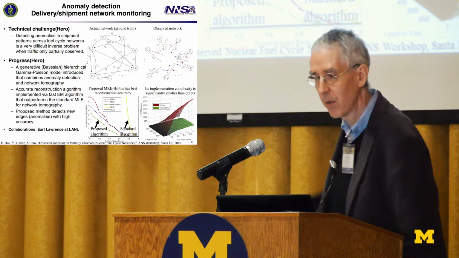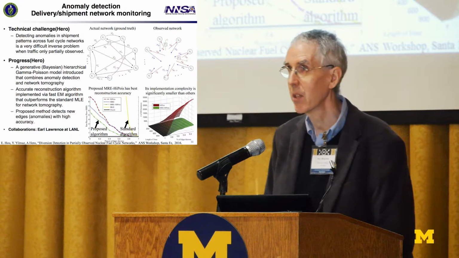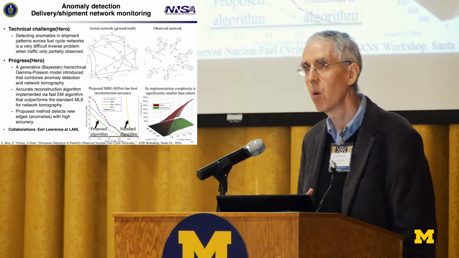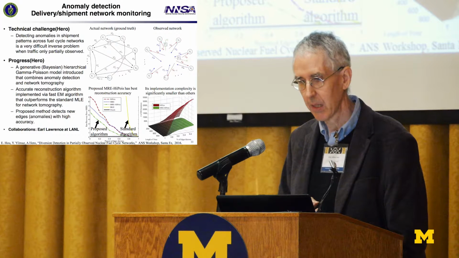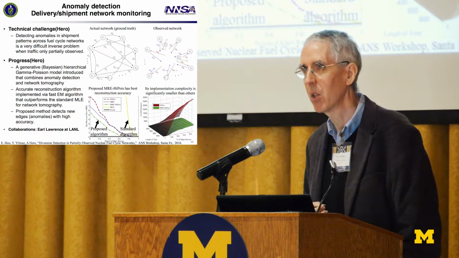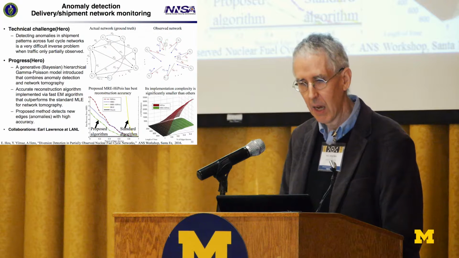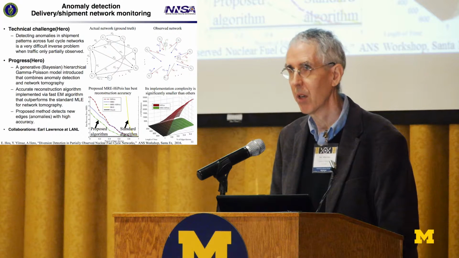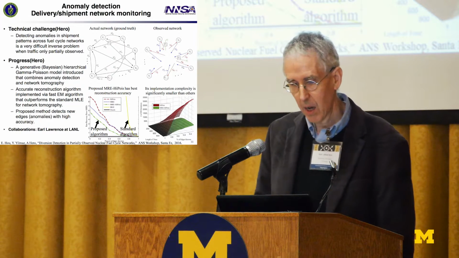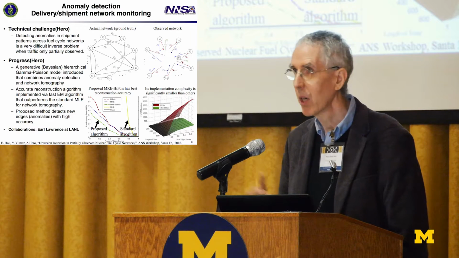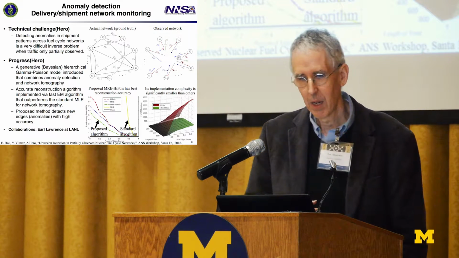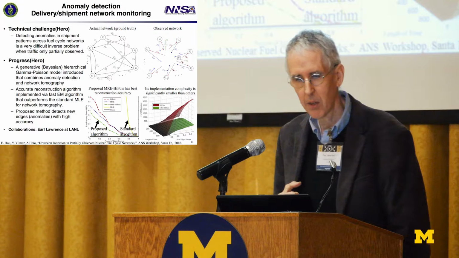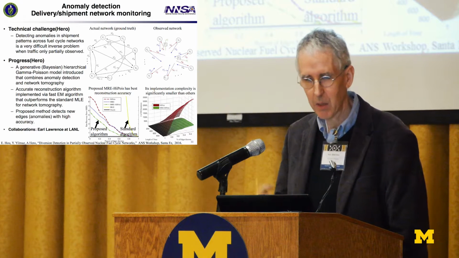which is just an incomplete view of this network of origin-destination pairs. And so what can you do in terms of being able to detect or reconstruct certain anomalous patterns in traffic? Well, we introduced a method of network tomography, which uses a gamma Poisson model, for those of you who are interested in algorithms, to do both anomaly detection and tomography.